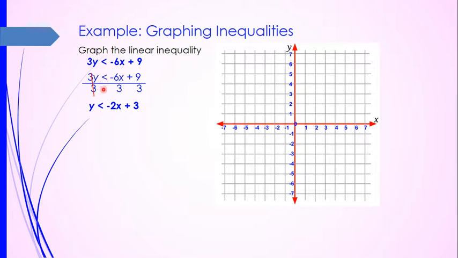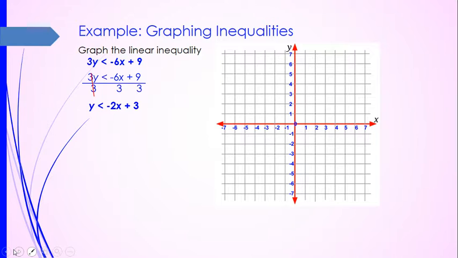Notice I left the inequality as less than. That's because I divided by a positive 3. Remember, I can divide by a positive number and I don't flip the inequality. You can also add or subtract anything you want, and that doesn't flip the inequality. It's only when your action to get the y by itself is to multiply or divide by a negative that you flip it. And here we didn't divide by a negative, we divided by a positive, so it didn't flip.